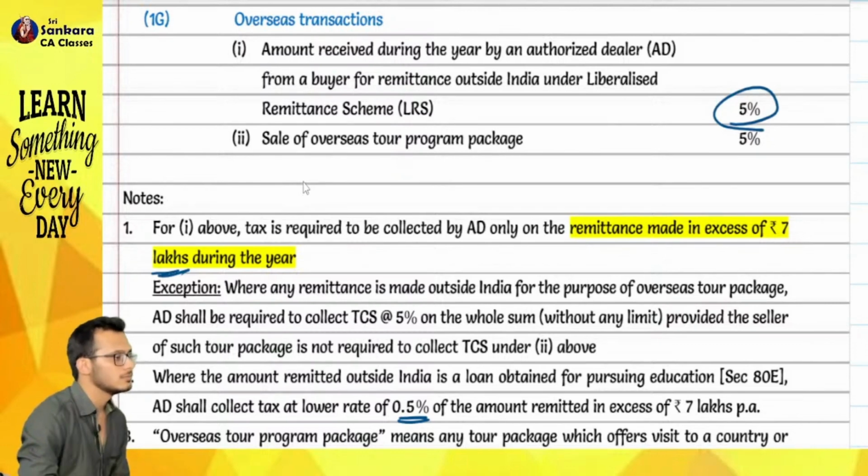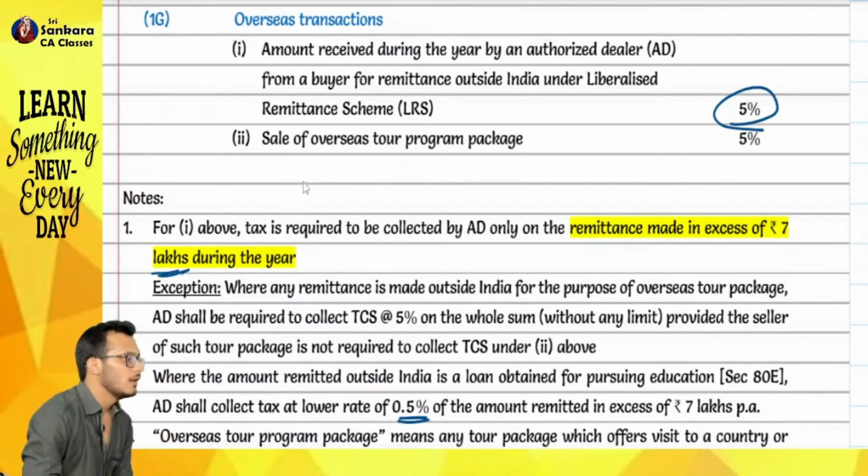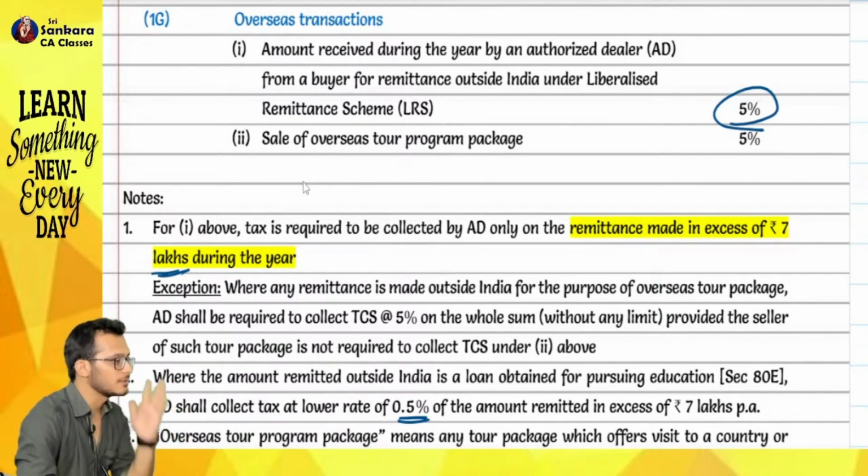But hold on. If you say you're sending this money outside for travel, for an overseas trip, then there are no limits for you. From rupee 1, I will collect 5%.